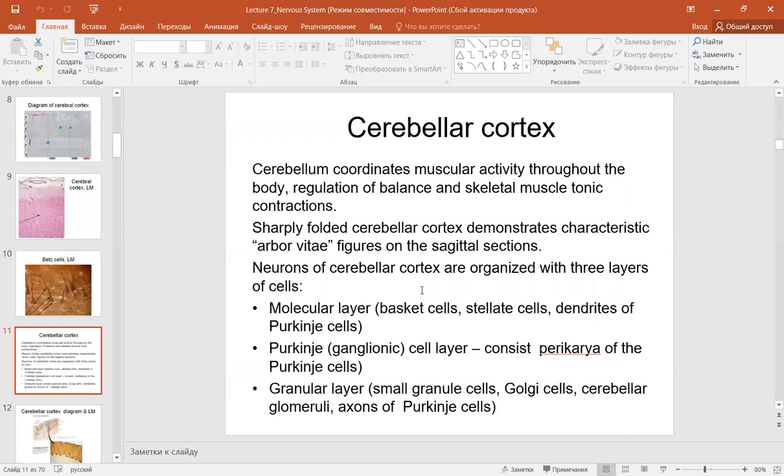Neurons of the cerebellar cortex are organized in three layers of cells, which include the molecular layer, basket cells, stellate cells, dendrites of Purkinje cells; the Purkinje ganglionic cell layer, consisting of perikarya of the Purkinje cells; and the granular cell layer with small granule cells, Golgi cells, cerebellar glomeruli, and axons of Purkinje cells.